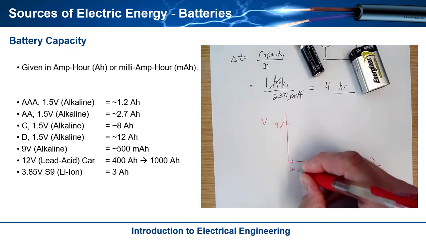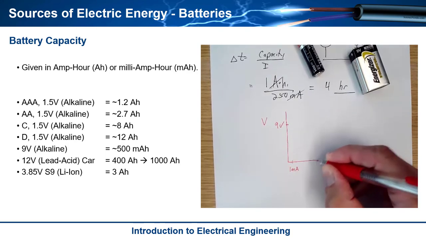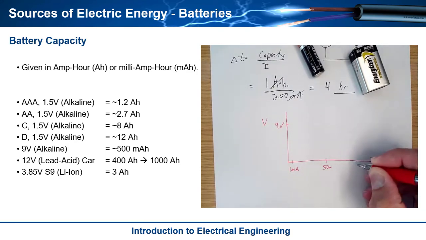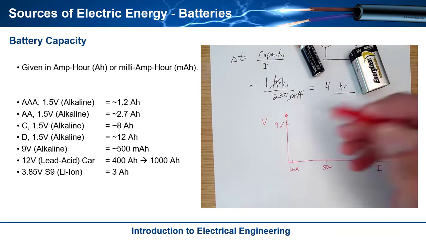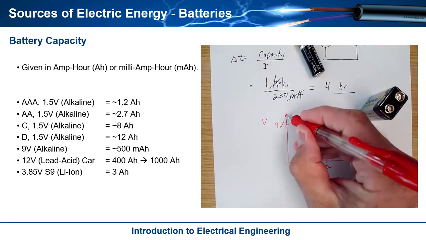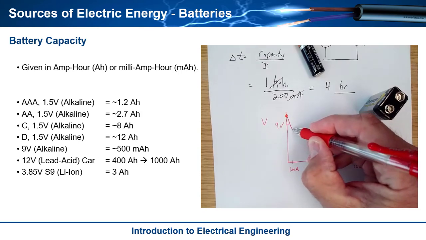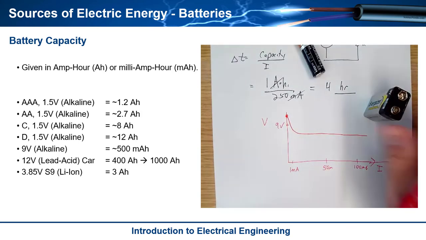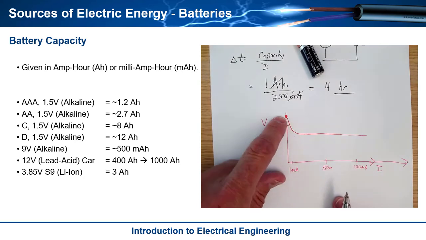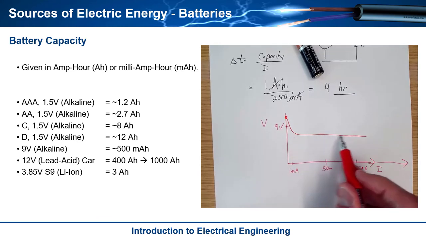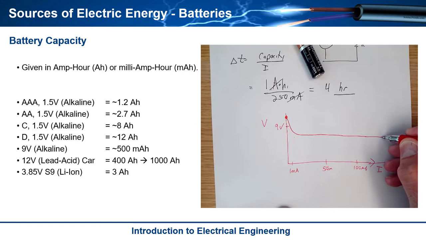So you'll have 1 milliamp, and then let's say this is 50 milliamp, this is 100 milliamp, and it goes out to big stuff. These numbers are not going to be representative, but you start off at open, and it's higher than 9 volts. Then as you pull current, it starts going like this. It drops to some voltage as soon as you pull current out of it, and it stays relatively straight as you increase the current. And then once it gets out to some point, it just drops.